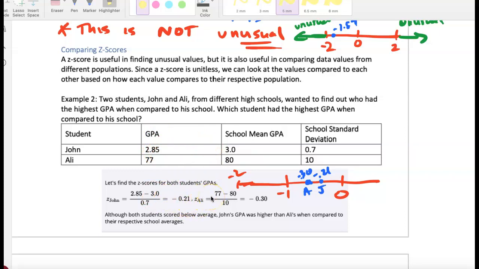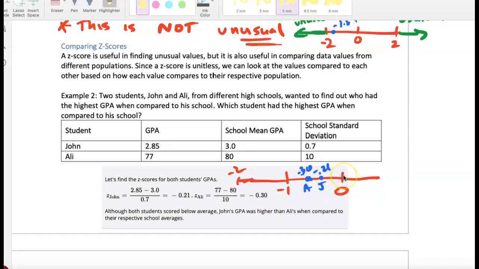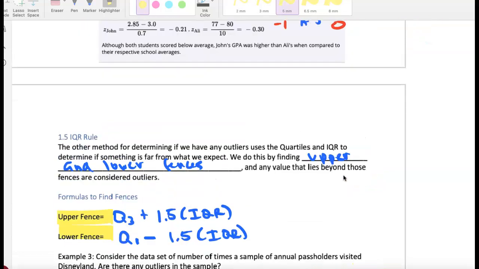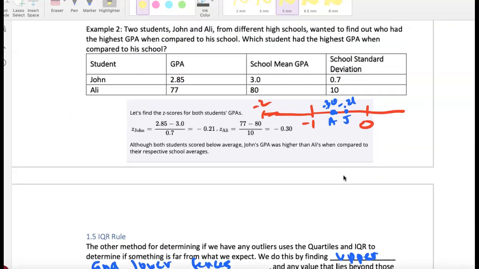And in this case, we're trying to find out which student has the highest GPA when compared to his school. And again, this is relative to his school, and that's what the data is. So you can see that this 2.85 is closer to the mean than the 77 because of the numbers. You get negative 0.21 and negative 0.3. So that 0.3 is farther away from the average, right, from the middle. So that's how we would check to see if something's unusual using z-scores.